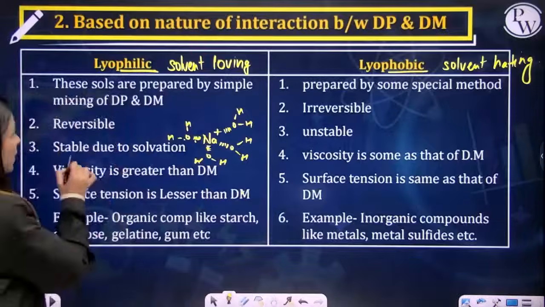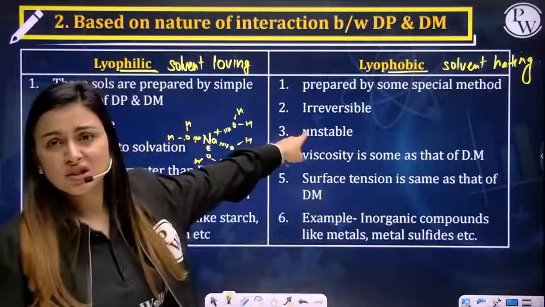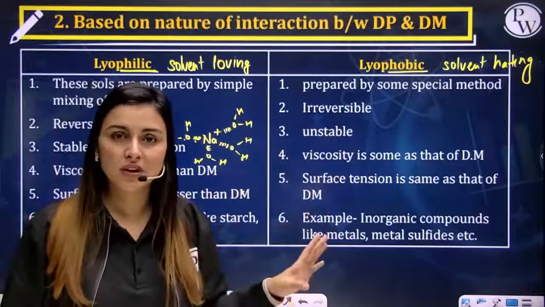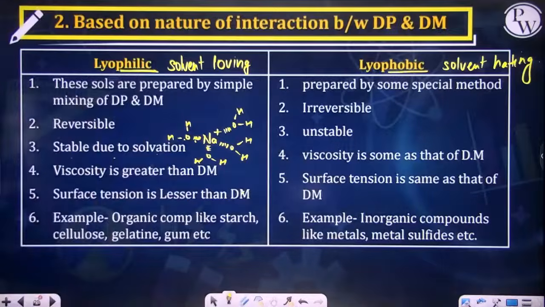Okay, so they are stable due to the process of solvation, but since they don't like each other, they will be unstable. They just want a chance to go away from each other. Okay, so they'll be unstable. Okay, 3 points understood. Fourth point and fifth point are important.